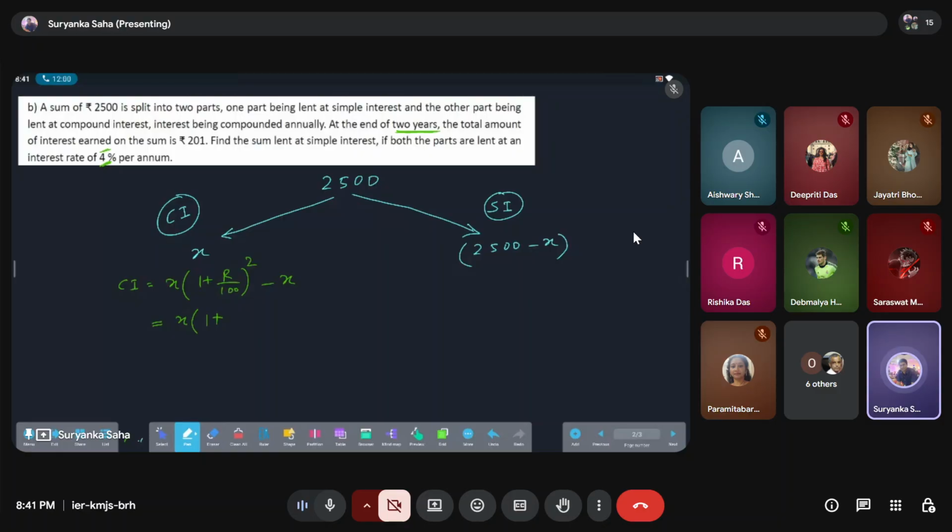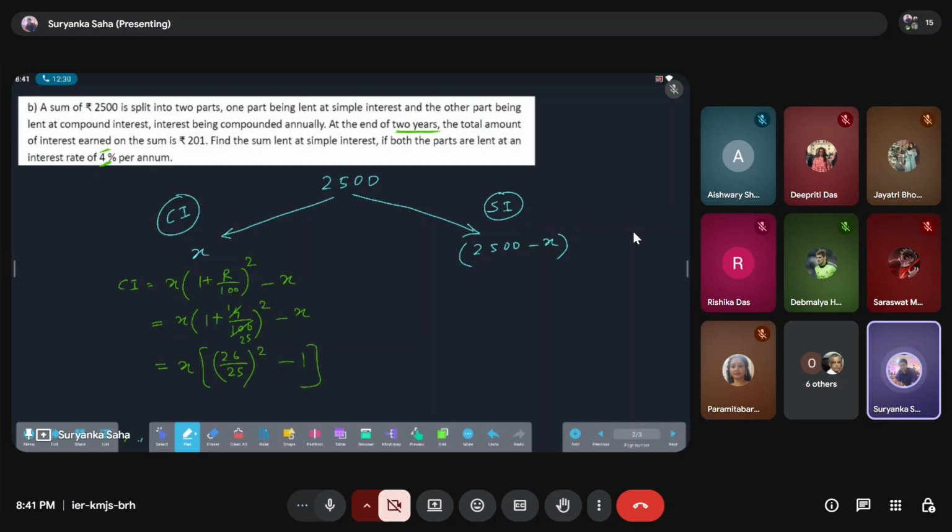So 4 by 100, just a minute. 4 by 100 square minus x. So if you cut it by 4, it will be 25 and 1. So it will be 25 multiplied by 25 is 125 plus 1, 26 by 25. Now if you take x as common, it will be x into 26 by 25 whole square, minus 1.